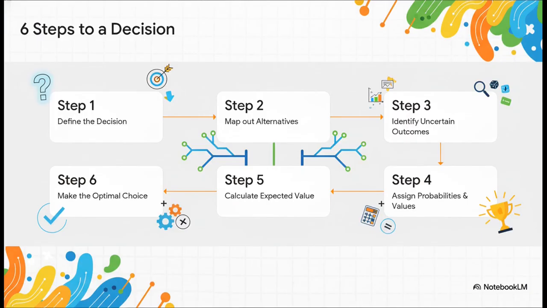We'll start by defining the core decision and mapping out the options. Then comes the really cool part. We'll bring in some data to figure out the probabilities and payoffs. After that, we do a tiny bit of math. And, believe it or not, the best choice will pop right out at us.